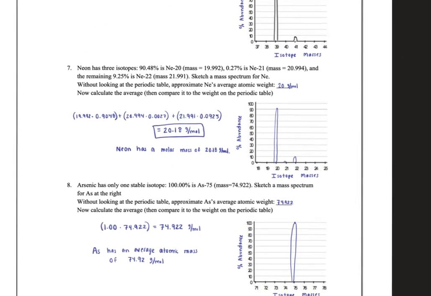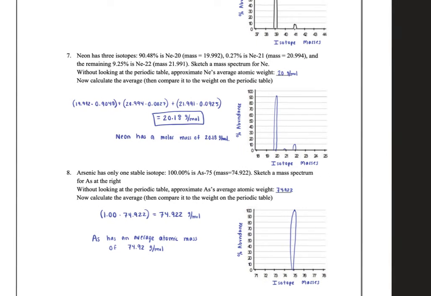On this one, they give me the numbers and the percentages. So I took an estimate based off these mass values and percentages of about 20 grams per mole. I sketched my graph. So the mass of 20 had just over 90%. The mass of 21 had less than 1%, so a tiny, tiny little peak right there. And then the mass of neon 22 had just under 10%. So you can see my little peak there. And I calculated the same way: percent in decimal form times the mass number for each, added up all of those pieces, and got neon's average atomic mass. Finally, we have arsenic.